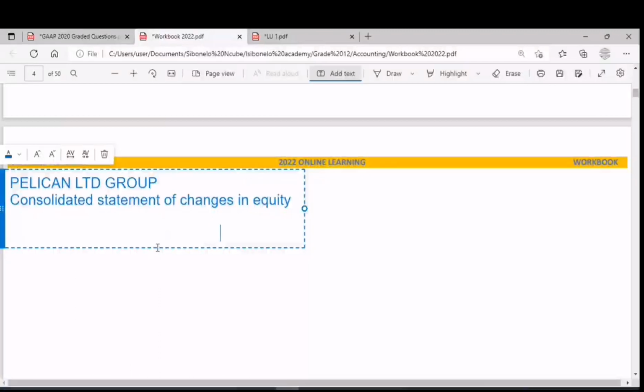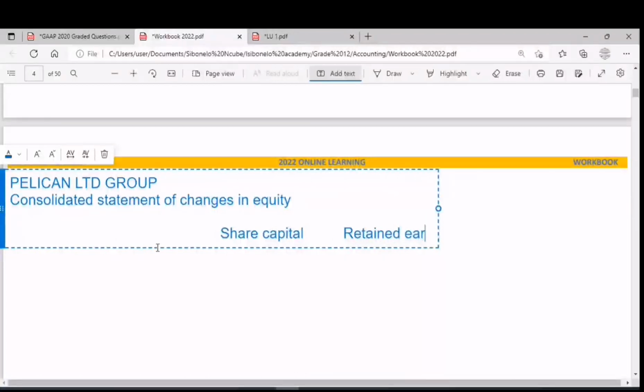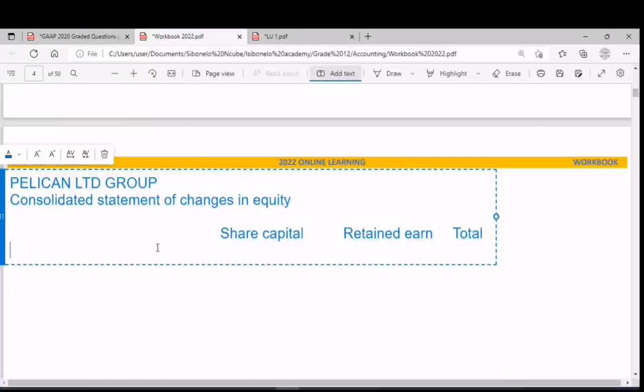Then the equity accounts are share capital and retained earnings, and then the total. If we have NCI, we add an NCI column, but I will not bother with it for now. When the question is about a company that is not wholly owned, then we have NCI. We start this statement with the opening balances.